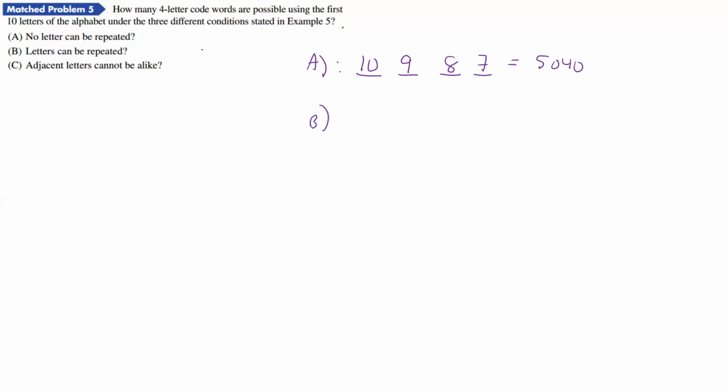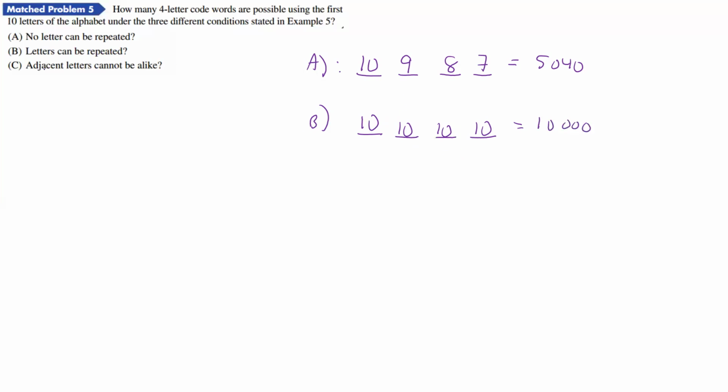Now, what about letters can be repeated? Well, if letters can be repeated, we choose the first one. Well, guess what? The next one could be the same, and the next one could be the same, and the next one could be the same. Now they could be different too, but there's 10 possible ways it could be there, different or the same. And so we're just going to have 10 to the 4th power. And so it's going to be 10,000.